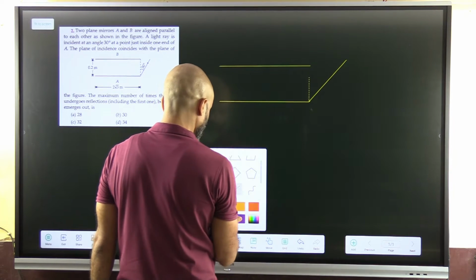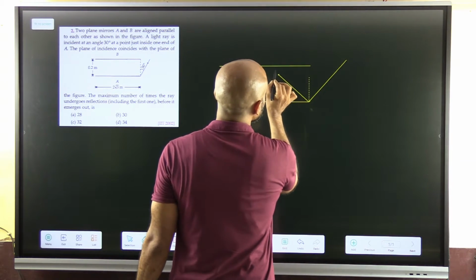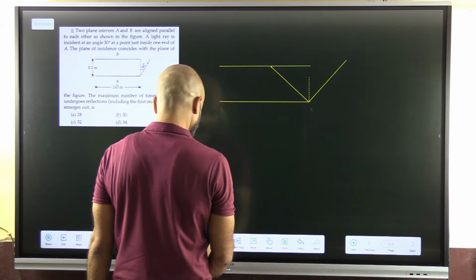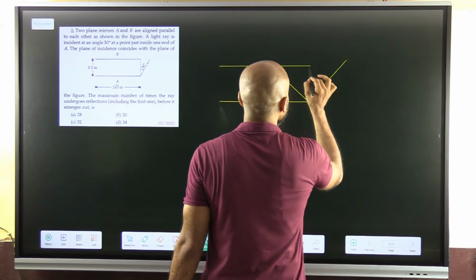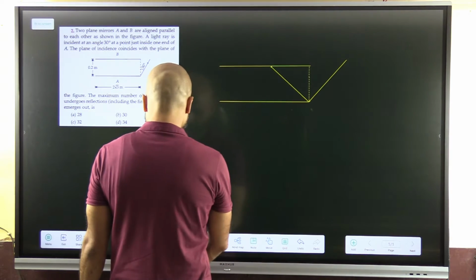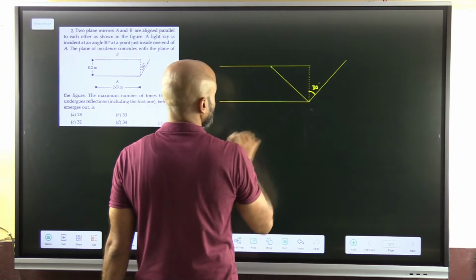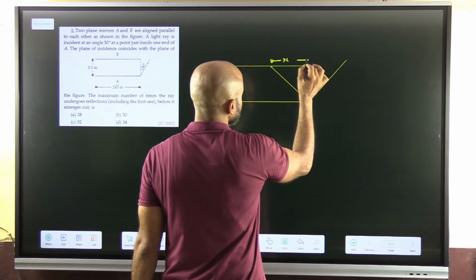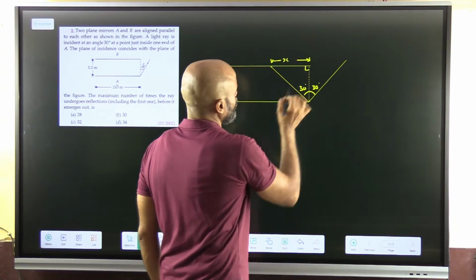So there will be a reflection produced here. Let's say this is the reflection which is produced here, and if I extend this normal here, we have the value to be 30 degrees. Obviously this will also be 30 degrees, and let's say this distance is x. So from the triangle itself we can find the value of x.